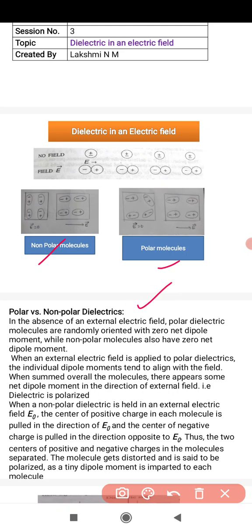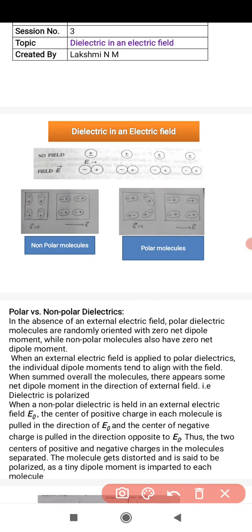First we see polar versus non-polar dielectrics. In the absence of an external electric field, polar dielectric molecules are randomly oriented with zero net dipole moment, while non-polar molecules also have zero net dipole moment. In both cases, the dipole moment in the absence of an electric field is zero. The atoms or dipoles are randomly arranged in the absence of an electric field.